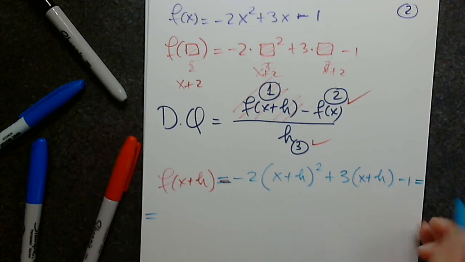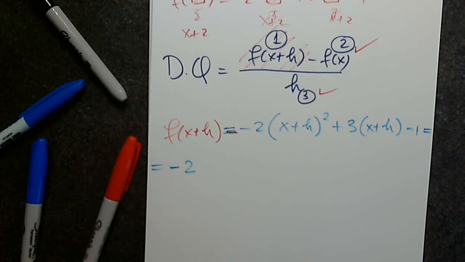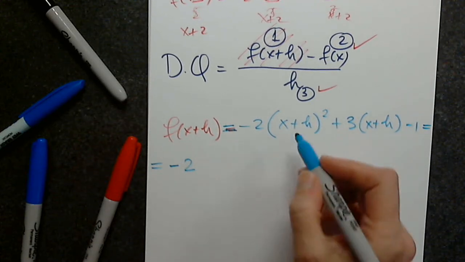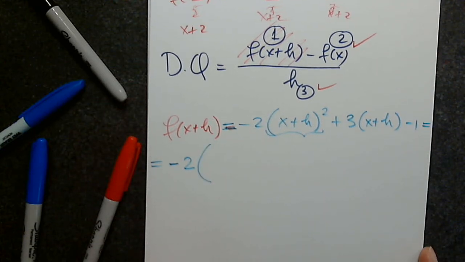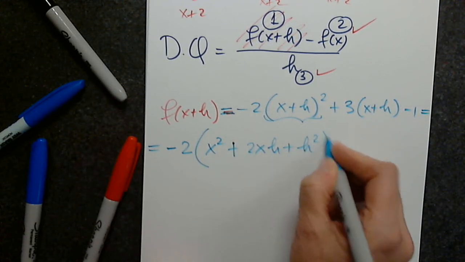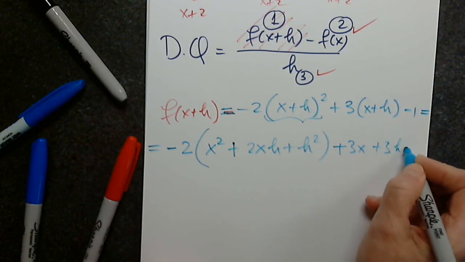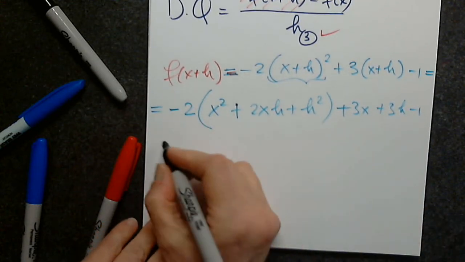In order of operations, what will I do first? Yes, I have to square the binomial. Very good. And how many terms do I get? I wanted to show 1 and 5, but you're too fast. Okay, good. So please give me those 3 terms. What are those 3 terms, please? X squared. Excellent. Very good. Plus 3x plus 3h minus 1. Of course, I have to distribute a negative 2. And then I put all these 3 pieces together.